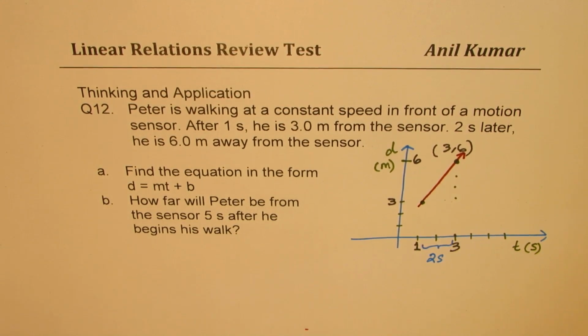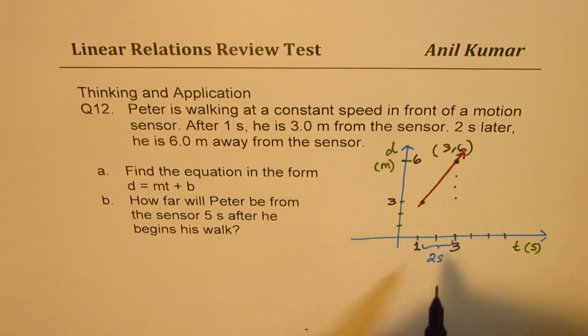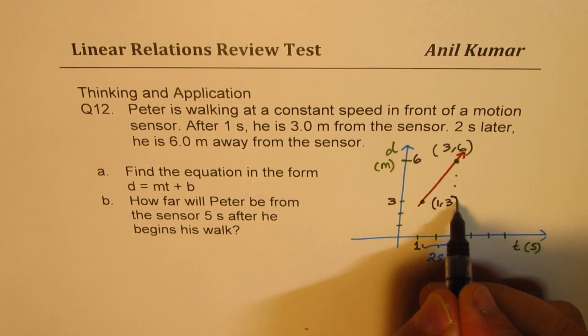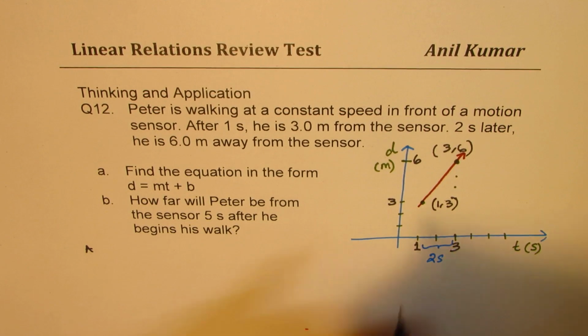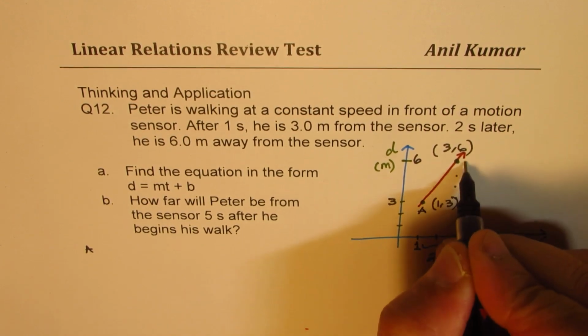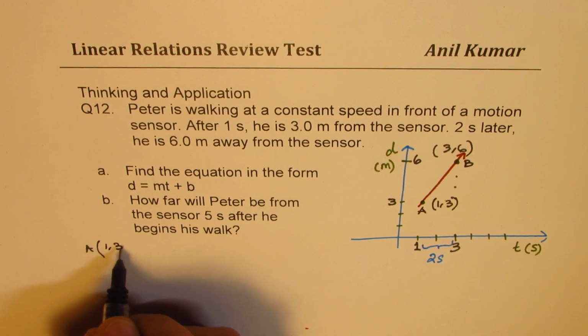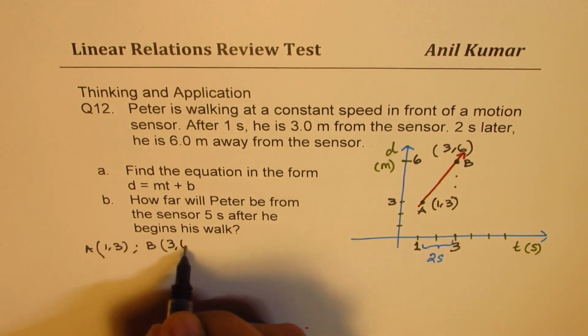Now let's find the equation. So you're given 2 points. Whenever we have 2 points, our points here are: this point is given to us as 1, 3. Do you see that? The other is 3, 6. So we have 2 points. Let's call them A and B. Let's call this A and this B. So A is 1, 3 for us, and B is 3, 6 for us.